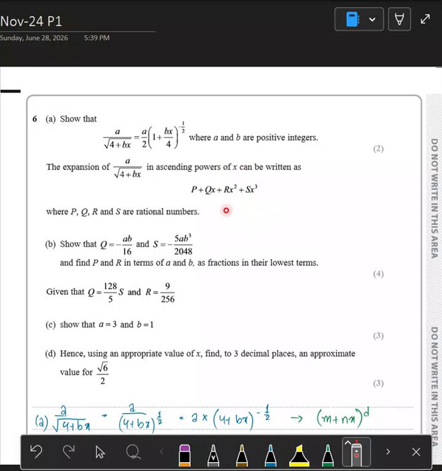So they ask us to show that q is equivalent to negative ab by 16, and s is equivalent to negative 5ab cubed by 2048. So we need to show that by expanding. At first we need to expand this a by 2 and this thing, when we know that this is equivalent to this.